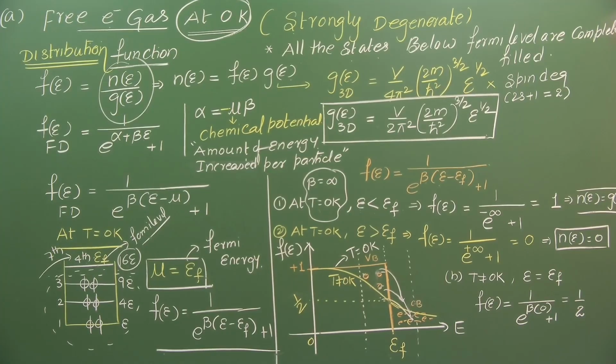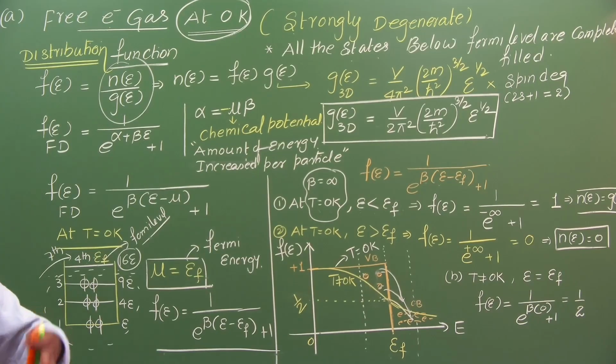Maybe at E equal to EF, you are seeing at the Fermi level, below the Fermi level half are empty and above the Fermi level half are filled. Maybe that is the point. That is the meaning of half, at the Fermi level you are seeing. So that is not the energy of the system. E is the energy of a particular level. That level is EF.